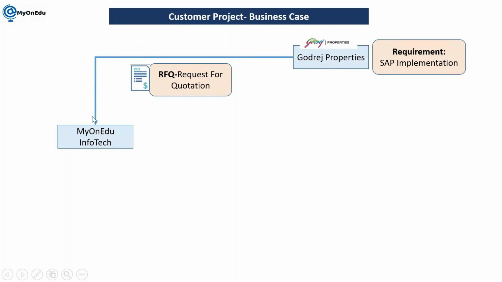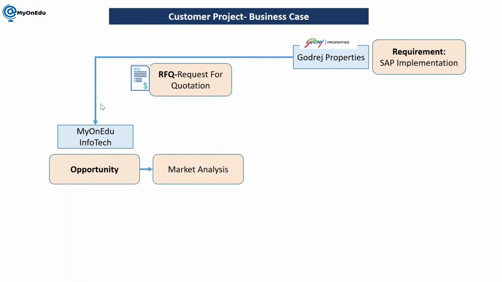Okay, so let's say Godrej Properties is looking to implement SAP in their organization to manage their day-to-day activities, and they sent us one RFQ, request for quotation. This RFQ we will consider as an opportunity, and then we will do market analysis: based on the customer requirement, what is the rate of the services or the material we can get from the market.